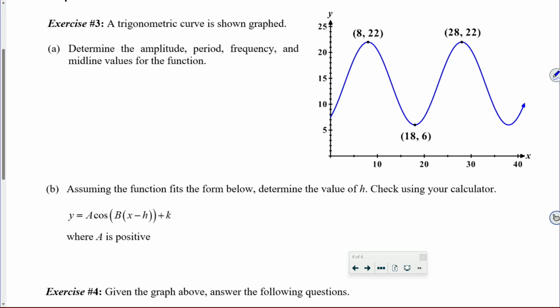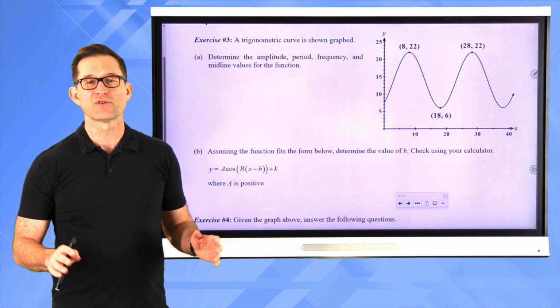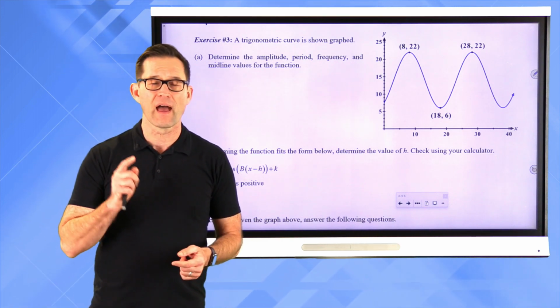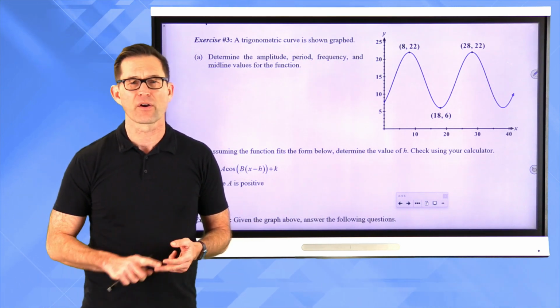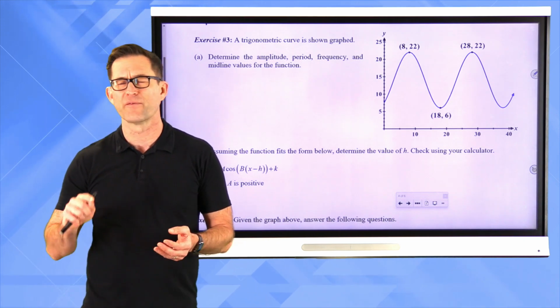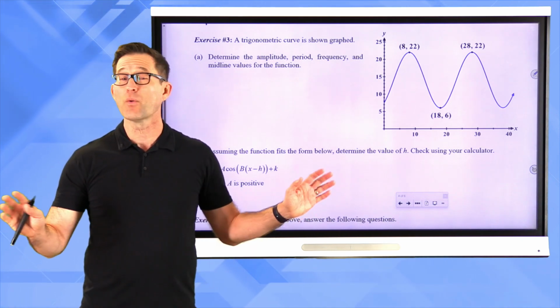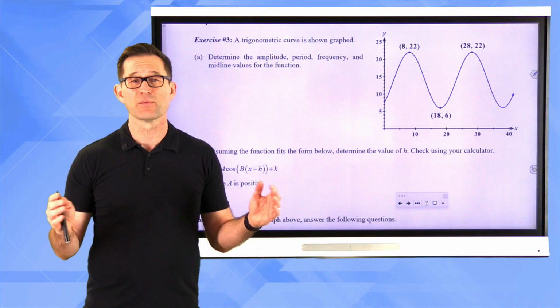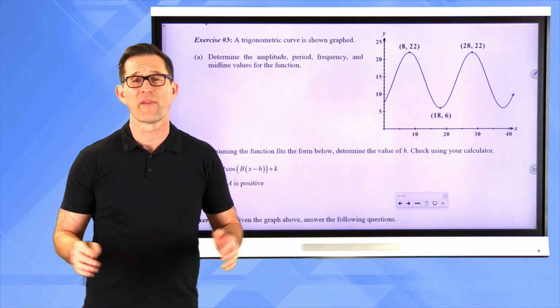A trigonometric curve is shown graphed. Letter A. Determine the amplitude, the period, the frequency, and the midline values for this function. All right, so we're going to start just like we did before. We want to figure out the absolute value of A. We want to figure out our K. We want to figure out our P. We want to figure out our B, right? And then we'll figure out horizontal shifts and whether we want to use sine or cosine and all that stuff.